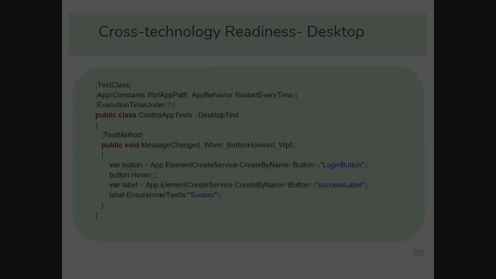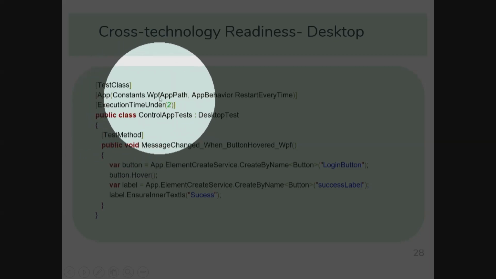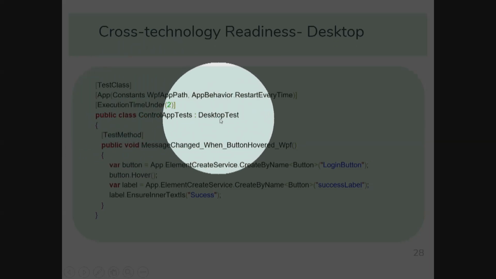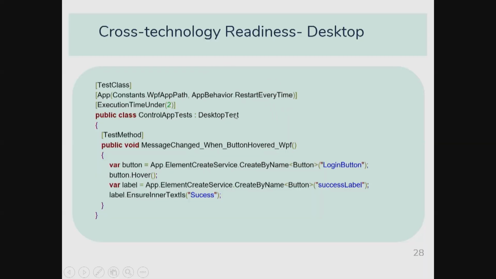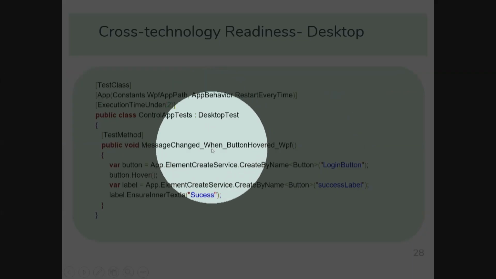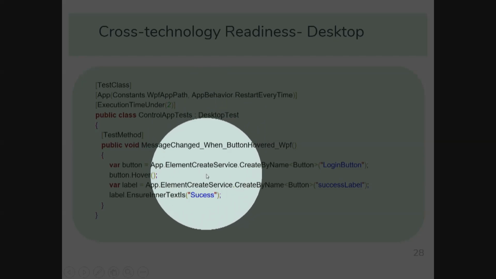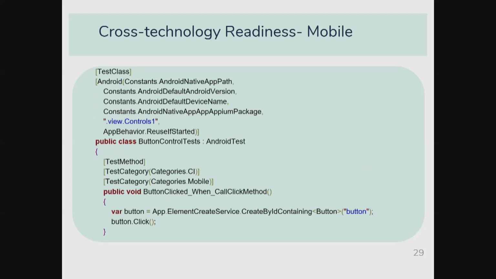This is the desktop test. As you can see, instead of the browser attribute, we use the app attribute, pointing the path to the desktop application, and again using app behavior, meaning that we can restart or reuse our desktop application. And again, instead of web test, we inherit from desktop, and we have the same common services, element creation, navigation, and so on. The same for Android. Instead of app, we use Android, just pointing a little bit more meta information like Android version, Android emulator, and so on. And you have the same services.